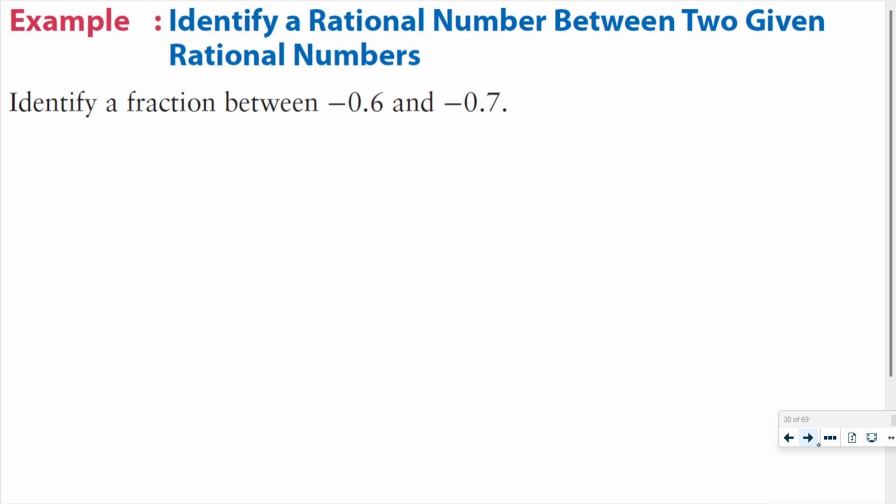So let's get started with this example. I want to identify a fraction between negative 0.6 and negative 0.7. So let's try the first option, which was to find a decimal in between there first. So negative 0.6 and negative 0.7. So I know that my answer is going to be negative 0 point something.